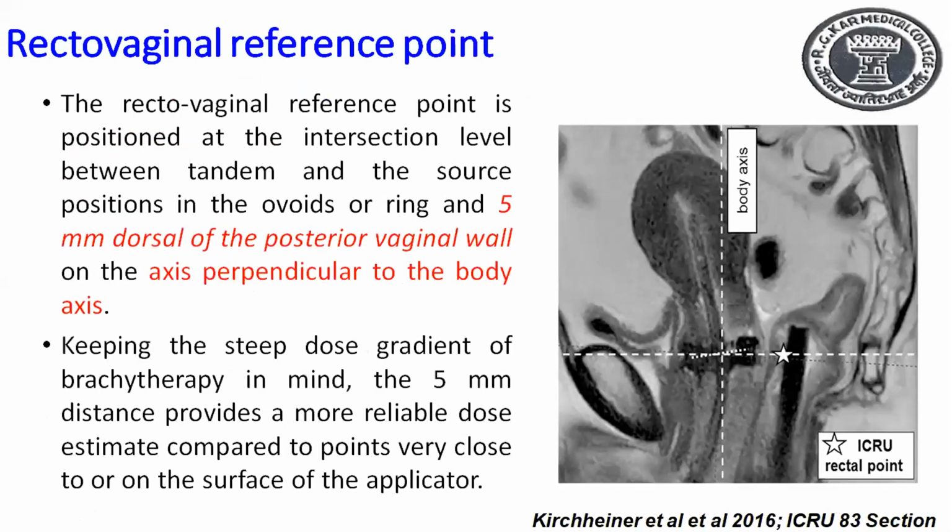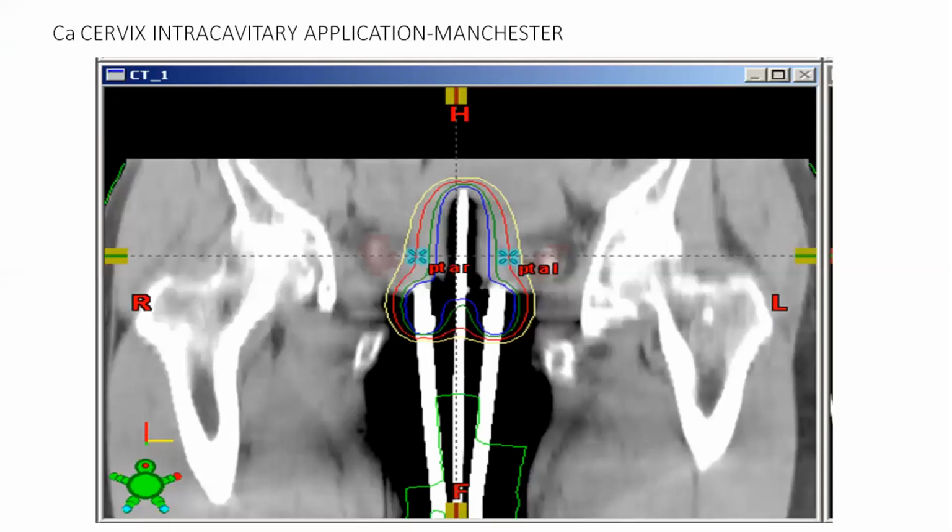You also have a vaginal reference point that has a high, steep dose gradient. So you also calculate this rectovaginal reference point.